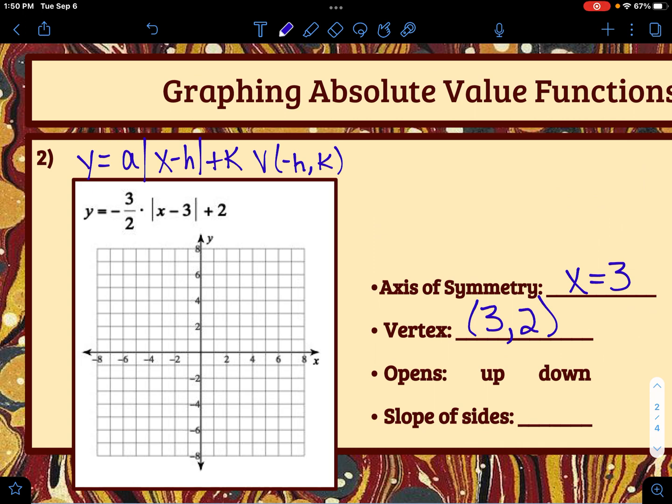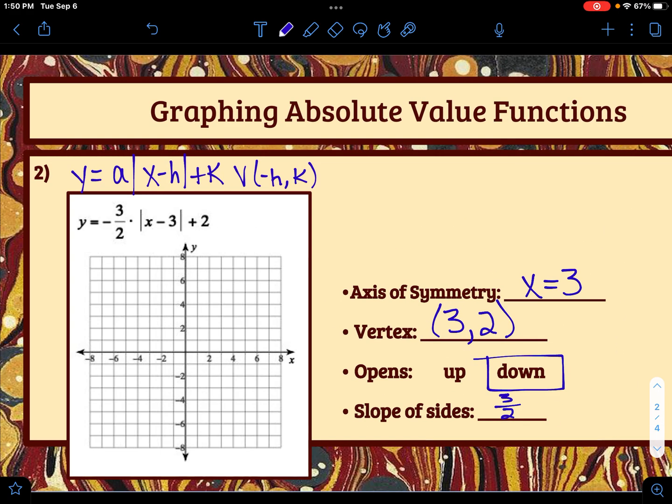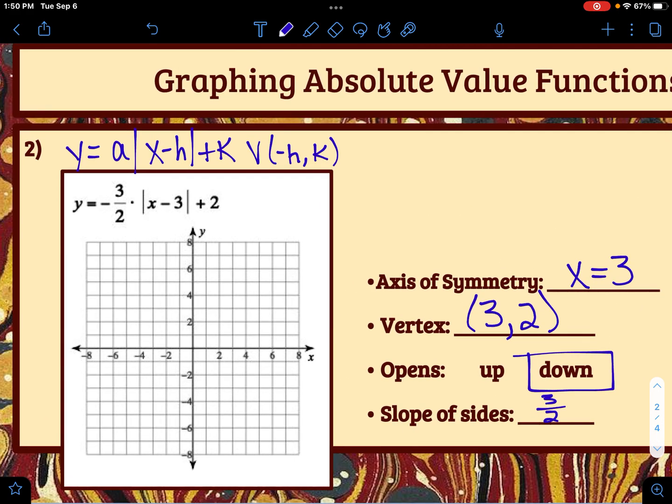This one, the A is negative, so it looks like it's going to open down. And our slope of our sides is going to be 3/2. All right. So let's plot our vertex. So I'm going to start at 0, 0, and I go over 1, 2, 3, and up 2. And this time I know it opens down, so when I take off from the vertex to count my slope, I'm going to count down 1, 2, 3, and over 1, 2. And down 1, 2, 3, and over 1, 2.